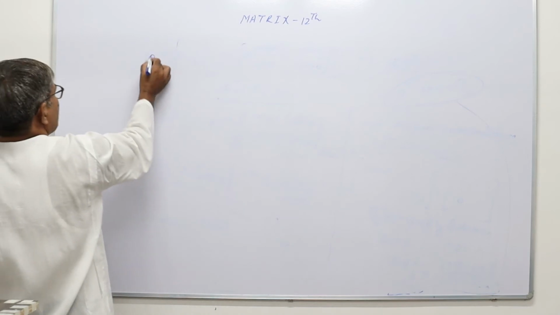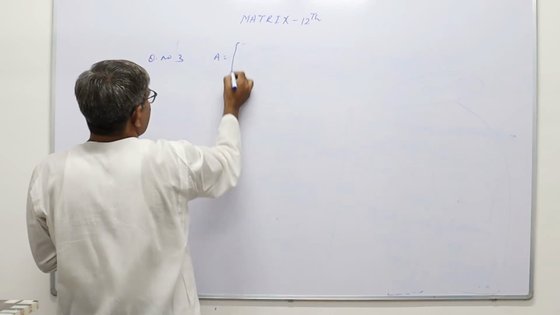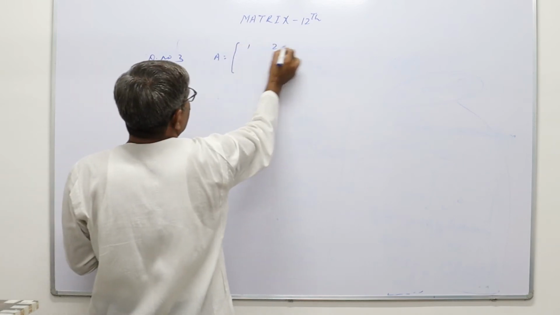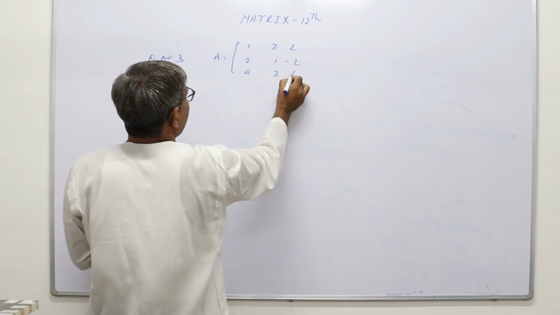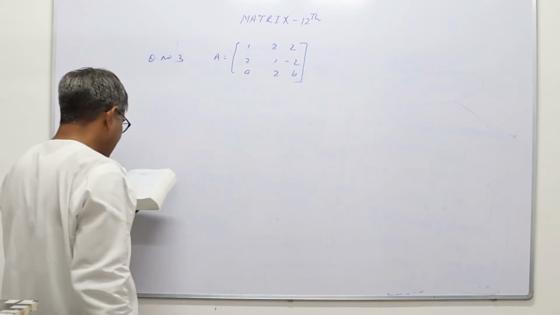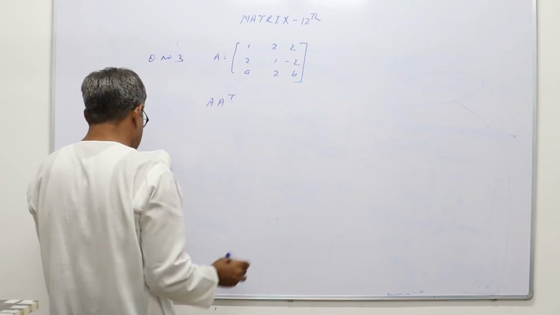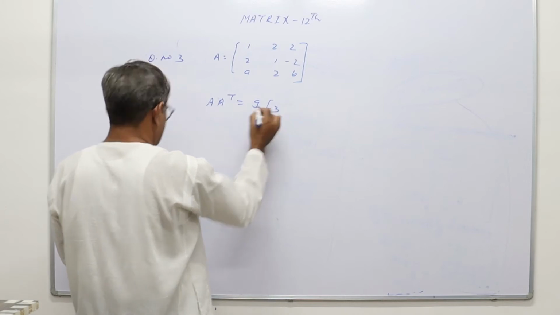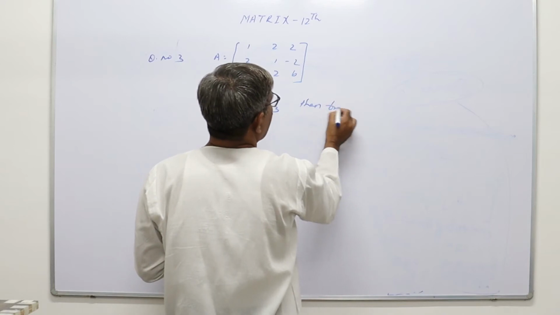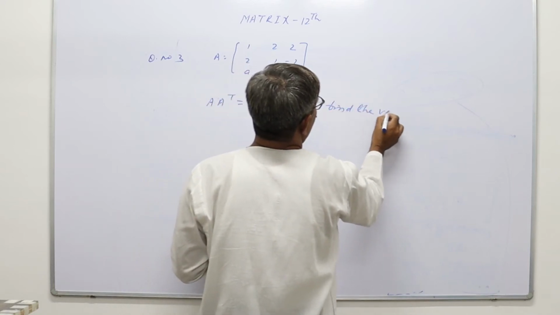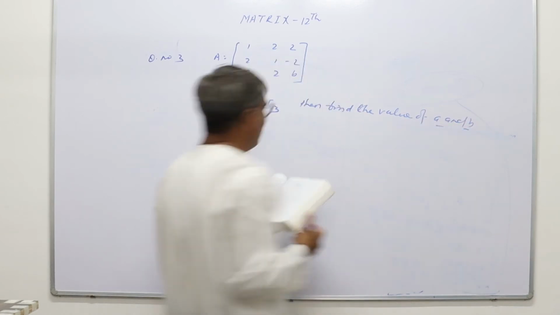Question number 3. If the given matrix A is equal to 1 2 2, 2 1 minus 2, a 2 b, let A be the given matrix, and if it satisfies A into A transpose is equal to 9 I3, then find the value of a and b. This is a very important question.